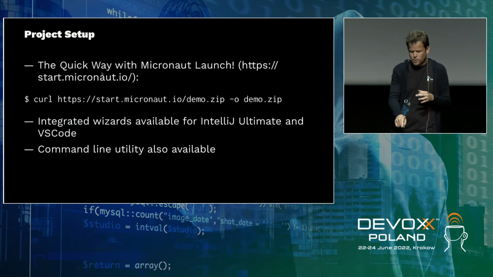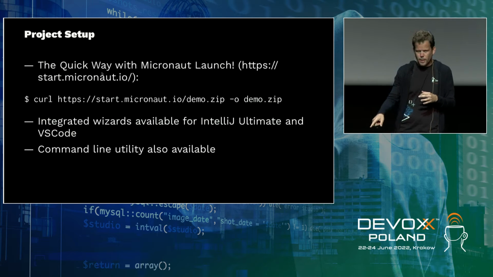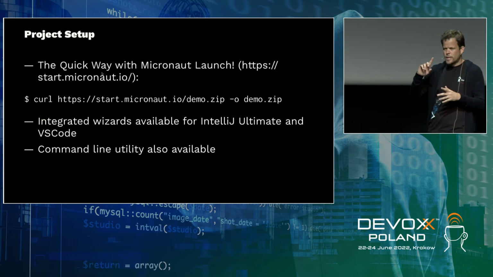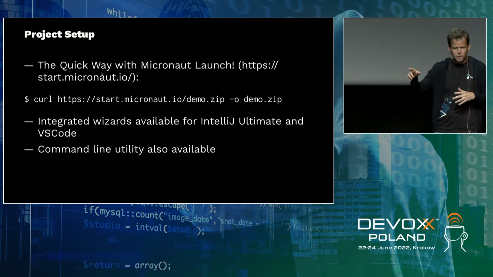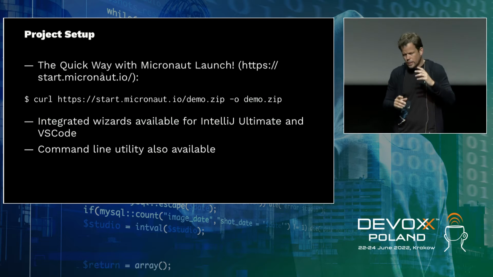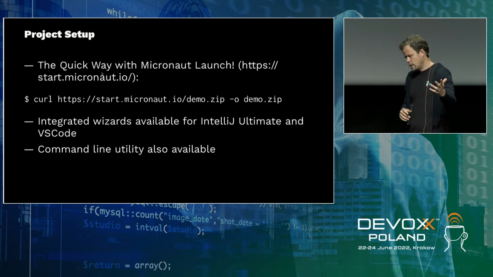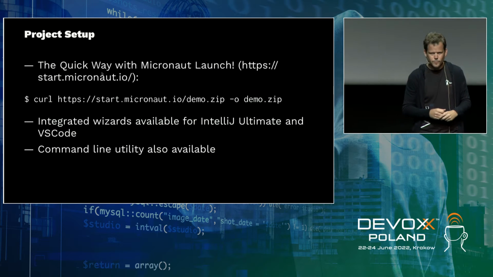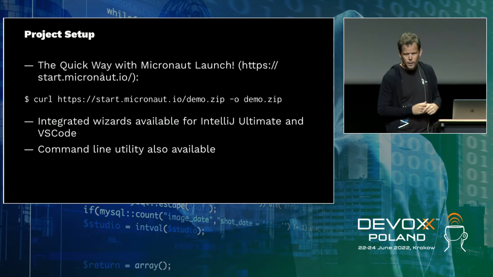So the start.micronaut.io API that I'm calling, that you can call like in this slide here, is actually a serverless application running natively. So it's a great example if you want to see how you can build a serverless API with Micronaut, right? If you want to check that out.